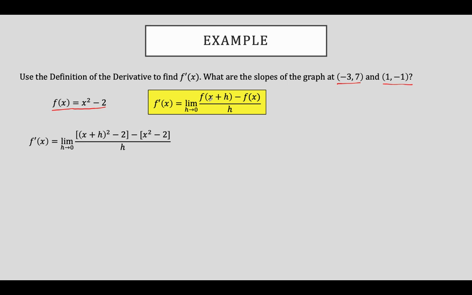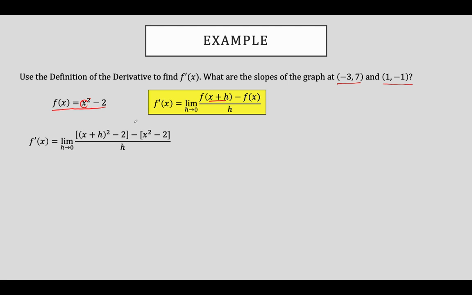Recognize, again, f of x plus h. That means I just take every single x that I see in the function and I replace it with an x plus h. So instead of x squared, I have the quantity x plus h squared. Minus 2 minus our original function, that's just x squared minus 2, all divided by h. And it's a good habit to put brackets around each of these quantities to ensure that you are distributing your values appropriately, especially this negative right here.